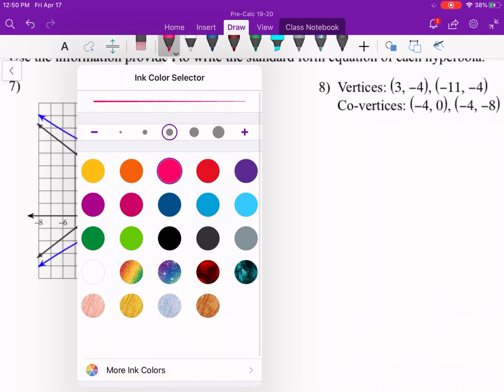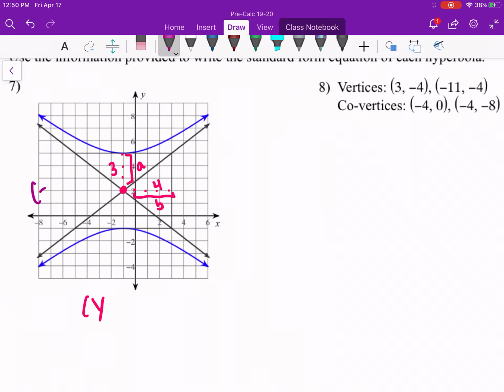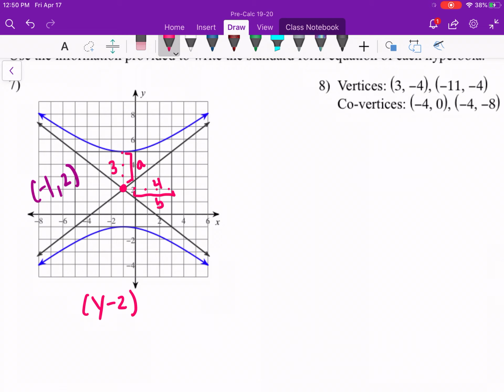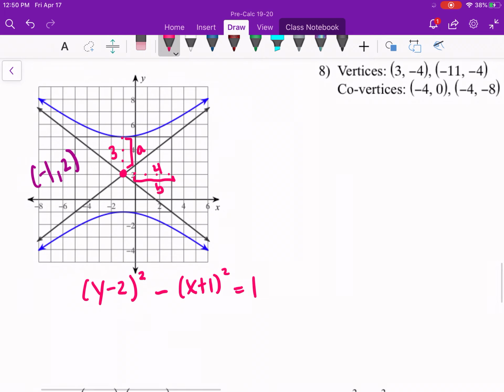My center, I didn't even write down. My center is at -1, 2. And so remember, the y always goes with k, the x always goes with h. So this is going to be y minus 2, squared, minus x plus 1, squared. Set it equal to 1. And then a is always first, b is always second. Remember, it does not matter which number is the bigger number. It's just a is always first, b is always second. So a squared is 9, b squared is 16. And we're done. Beautiful.